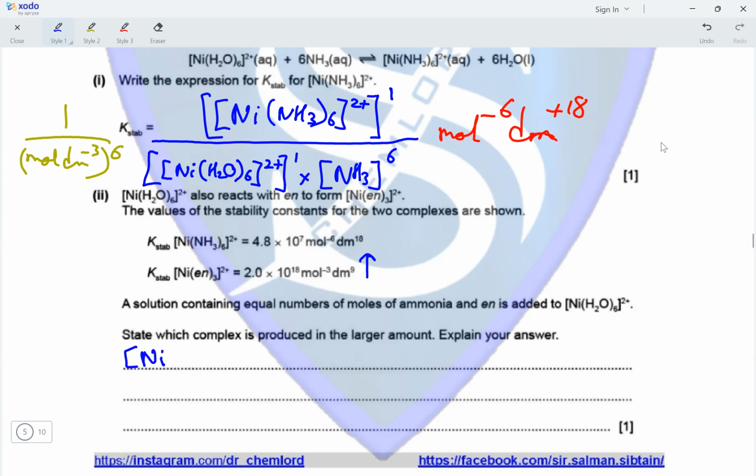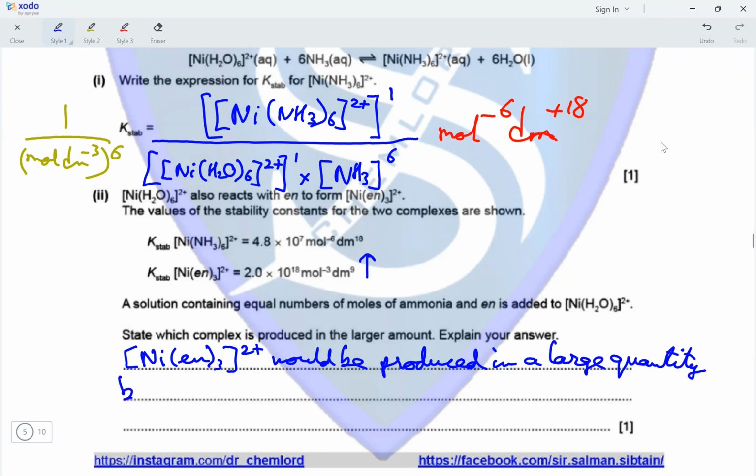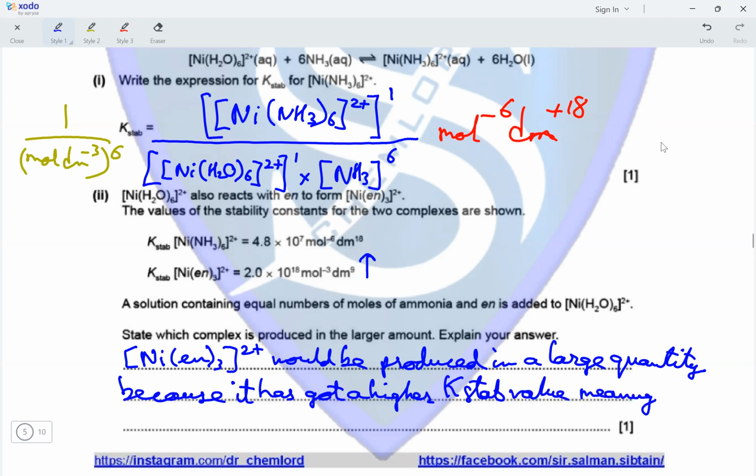So Ni(en)3 2+ would be produced in a large quantity because it has got a higher Kstab value, meaning that it is a more stable complex.